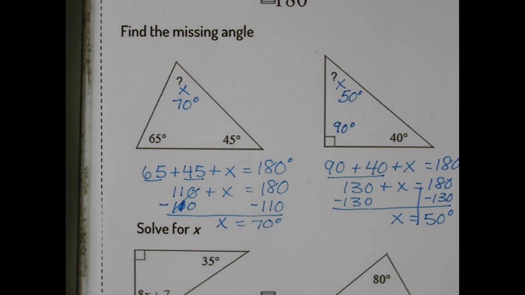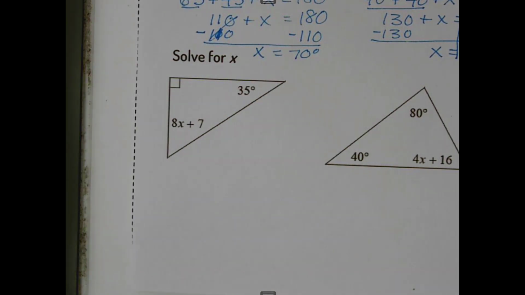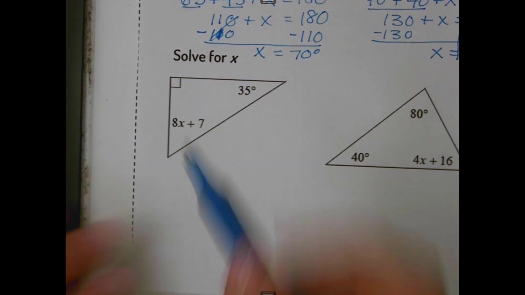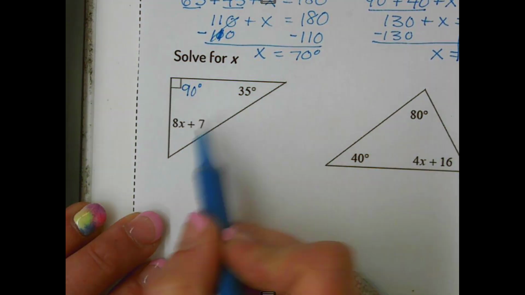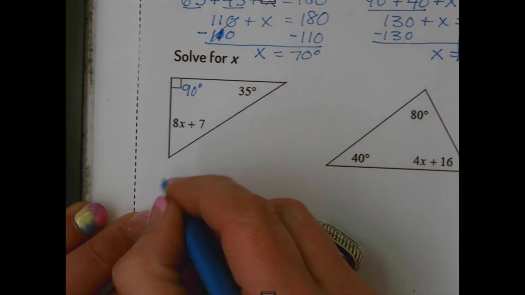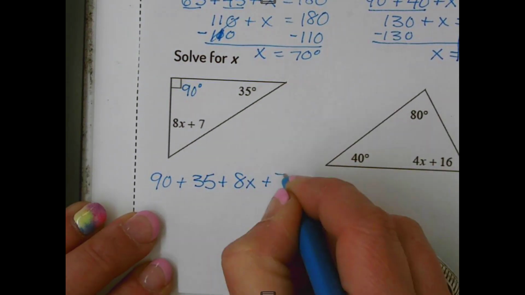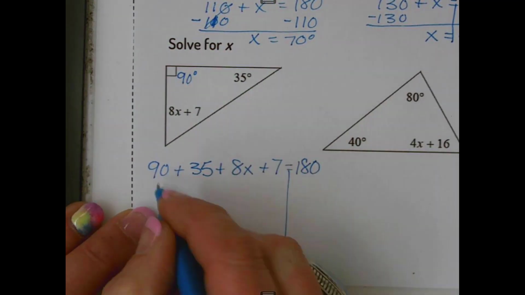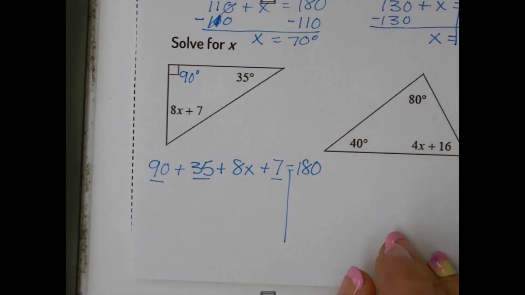Let's take a look at if we have to solve for x. When we look at this triangle, we can see again, we've got that square in the corner. So I'm going to go ahead and label that 90 degrees. We're just going to add up all three angles and set it equal to 180 degrees. 90 plus 35 plus 8x plus 7 equals 180 degrees. So we have some cleaning up here to do. We're going to add up all the constants here, and I believe that will give us 132.